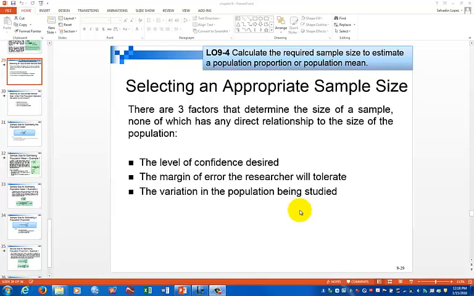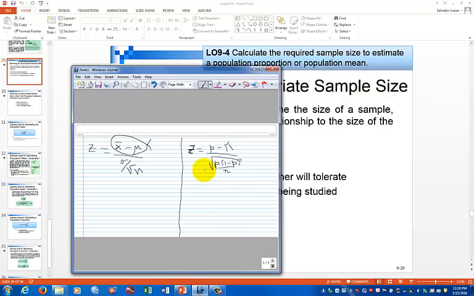Chapter 9, Section 4 discusses selecting an appropriate sample size. Let me show you with the formula first what this is all about. If you recall, z is equal to x bar minus mu divided by the standard deviation of the sample means, sigma over the square root of n.